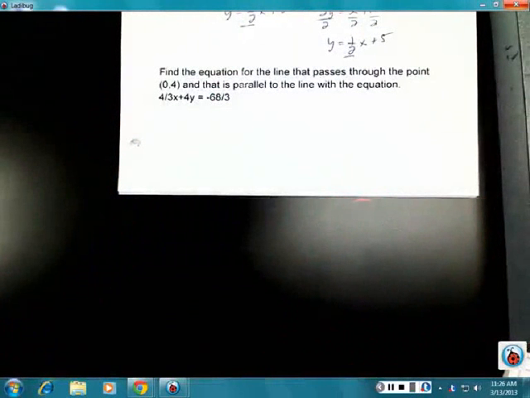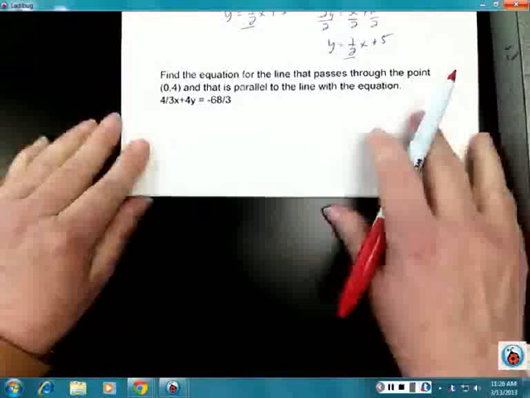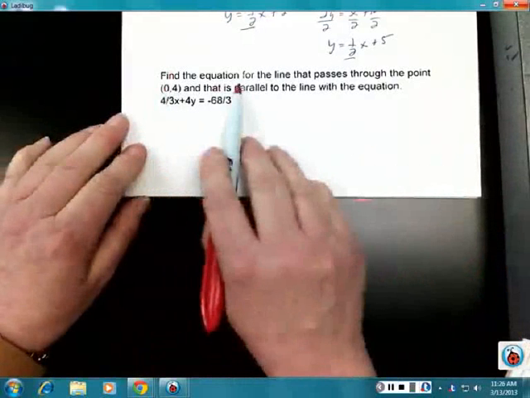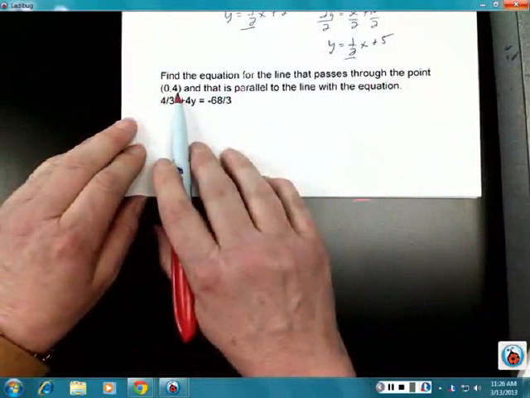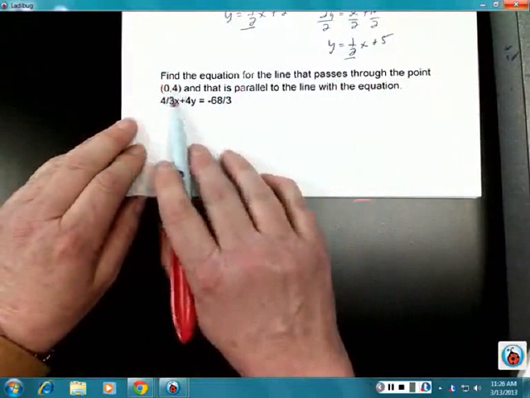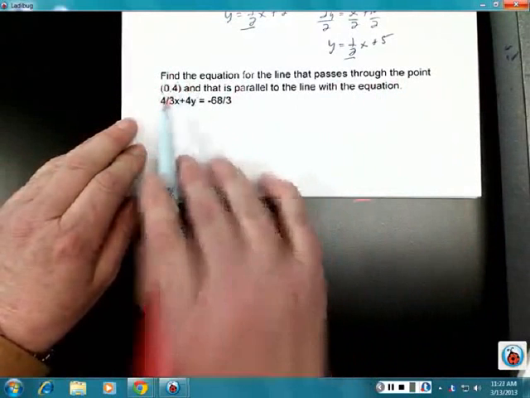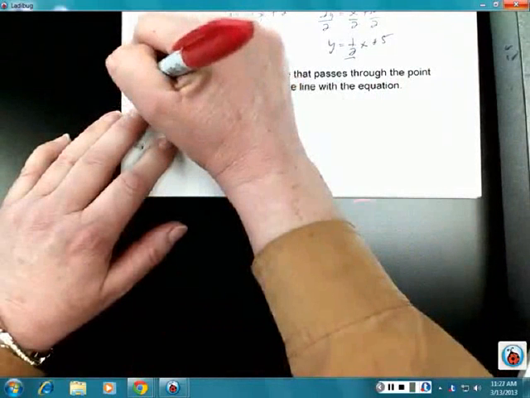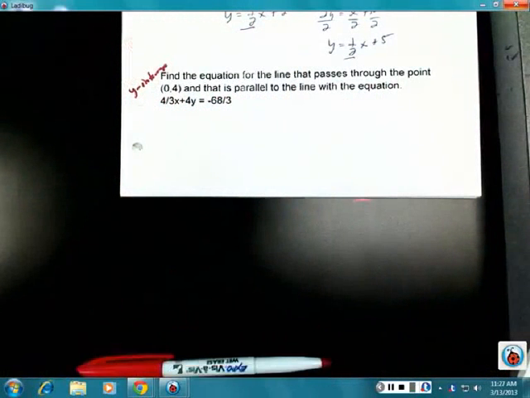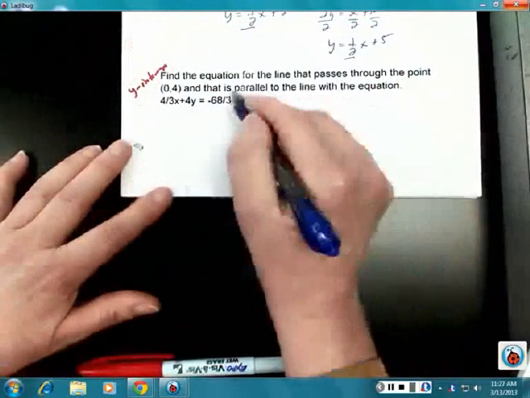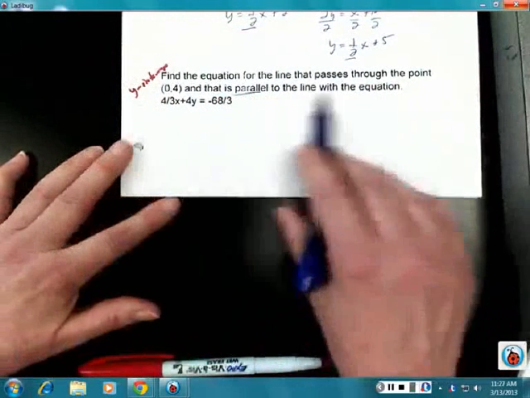What happens with this thing? Find the equation of a line that passes through the point 0, 4. Ooh, what does that mean? What's 0, 4? It's the y-intercept. Yahoo! And that helps me because I don't have to do that long method anymore. Once I find my slope, I can just plug it in. Once I get a slope that is parallel to the line with the equation of 4/3 x plus 4y equals negative 68 thirds.